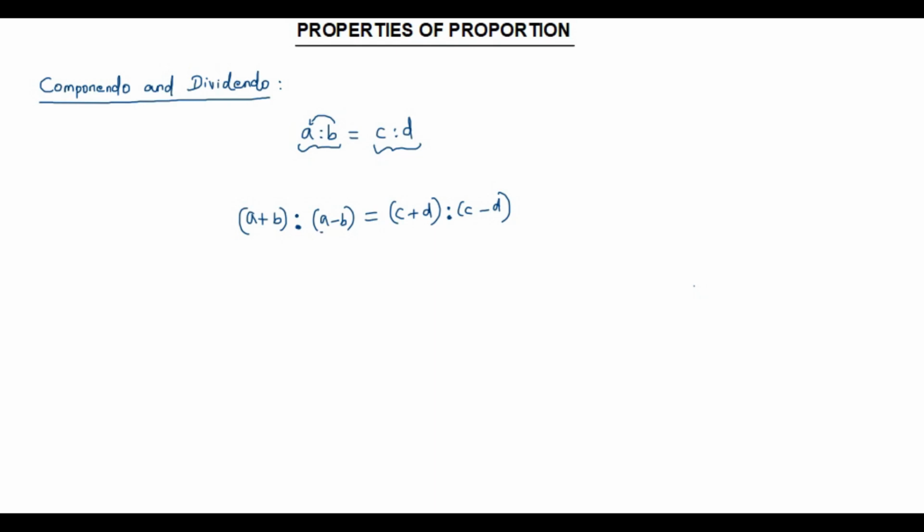So this property is called componendo and dividendo. Componendo means we add the first term and second term, dividendo means we subtract the second term from the first term.